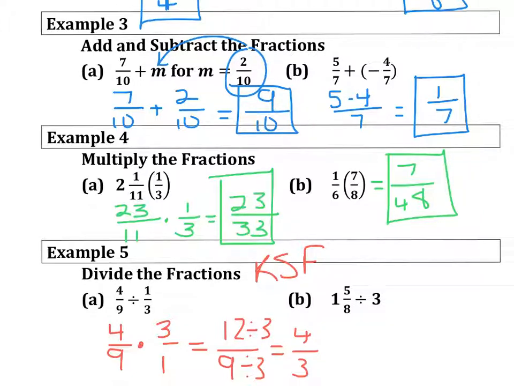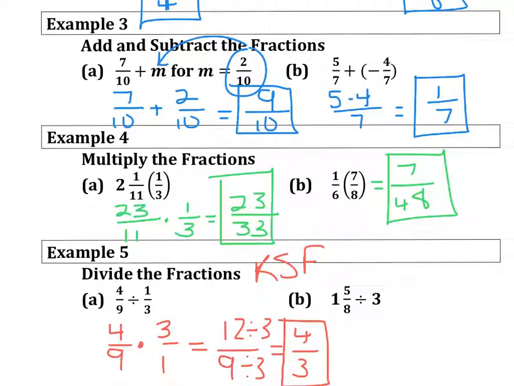But I'm perfectly okay with you just leaving this as an improper fraction at this point as long as it is simplified. The only exception to that is if it's a word problem and it wouldn't make sense to leave it in improper fraction form. Then you want to change it into a mixed number.